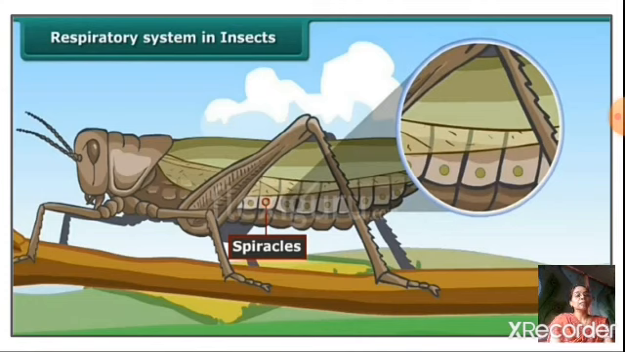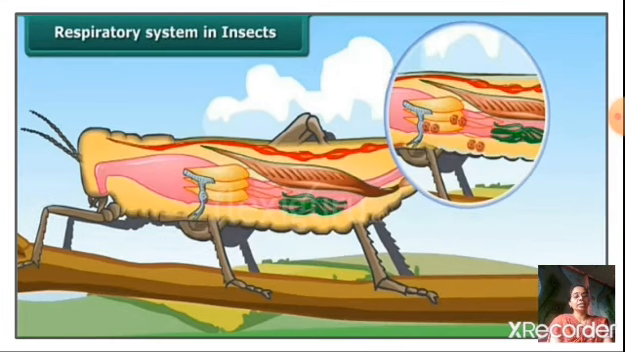These spiracles open into a network of air tubes spread over the body of the insect. These tubes are known as trachea and they facilitate gas exchange. Oxygen reaches the cells through the tracheal system, and the carbon dioxide is received from the cells by the tracheal system and expelled from the insect's body through the spiracles.